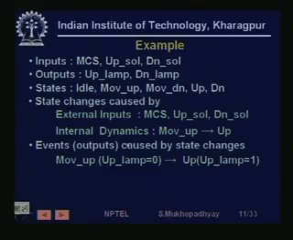Similarly, as we say, events are caused by state changes. For example, in moving up, the up lamp is equal to 0. When there is a state change from moving up to up, the up lamp becomes 1. So state changes also cause outputs.